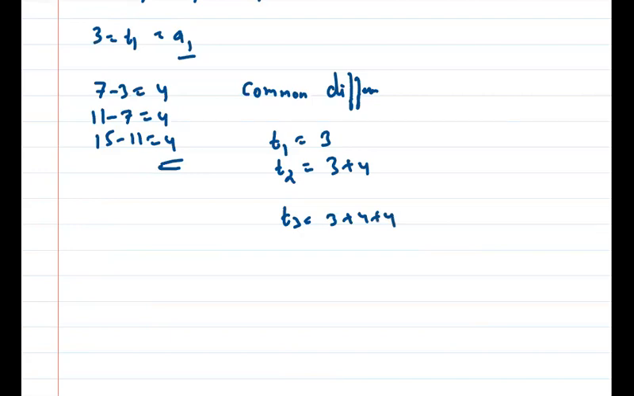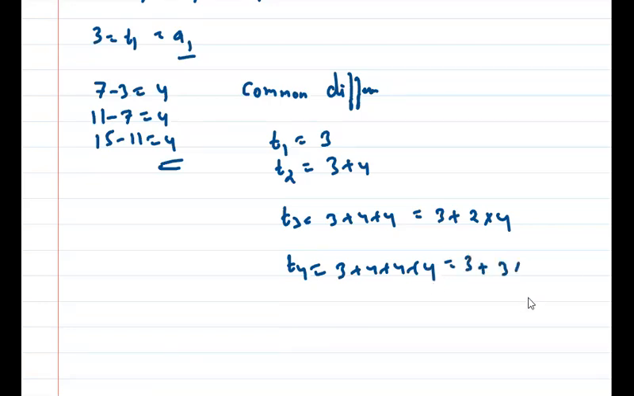Right? So can I write like this? 3 plus 2 into 4. Okay, what about T4? Tell me, what about T4? Don't you think that this is 3 plus 4 plus 4 plus 4, which is equal to 3 plus 3 into 4? Anyone have any issue? Tell me, anyone have any issue till this point?